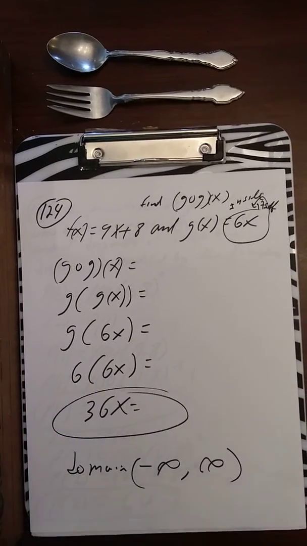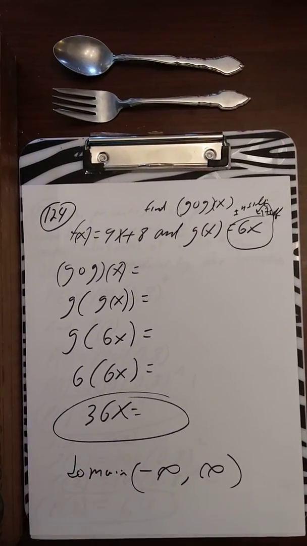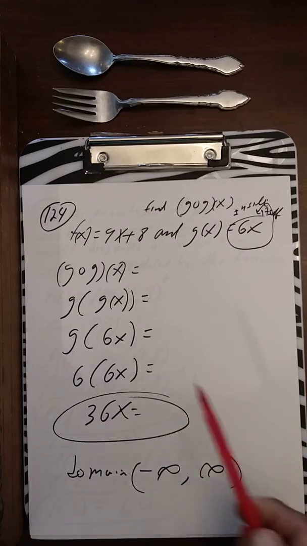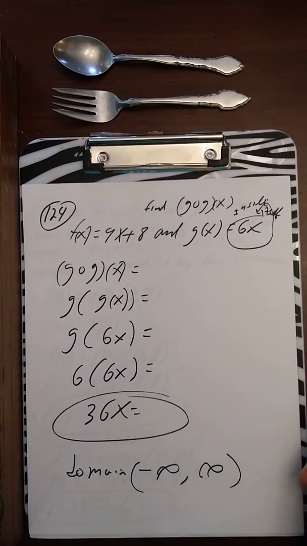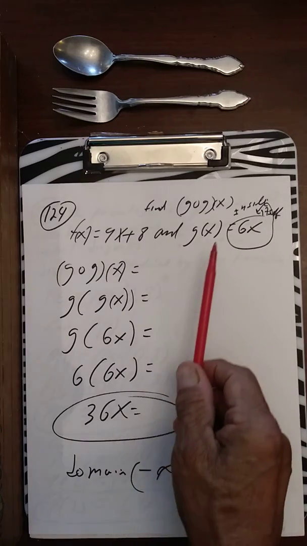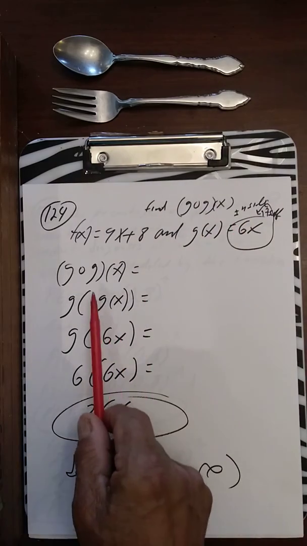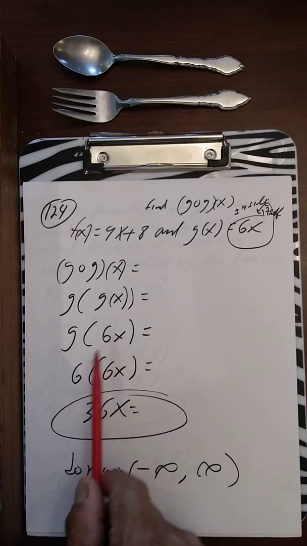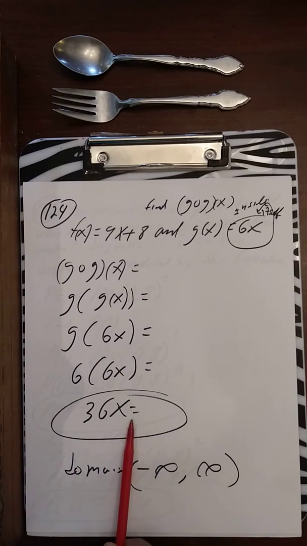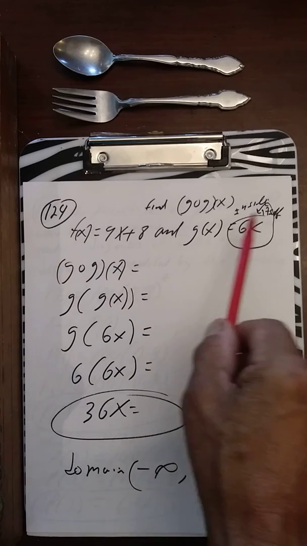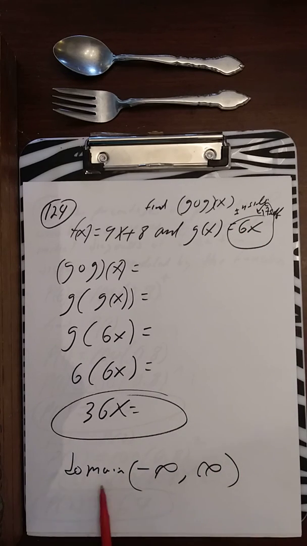Oops, there you go. Sorry about that. Now, g circle g of x. That means that g goes inside itself. So, g of x means 6x. 6 times 6x is 36x. And we're done. Inside of itself. So now, domain is negative infinity to what? Infinity.